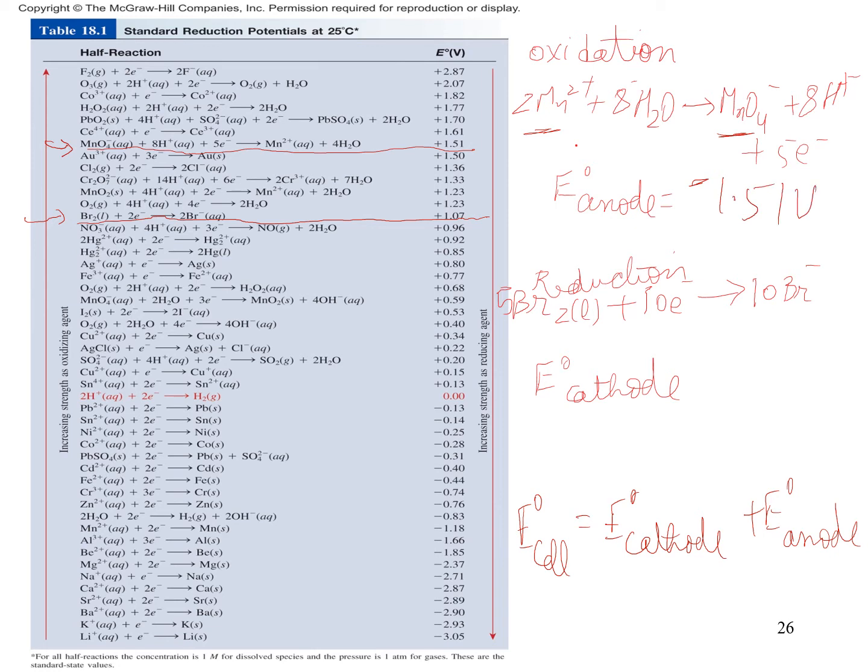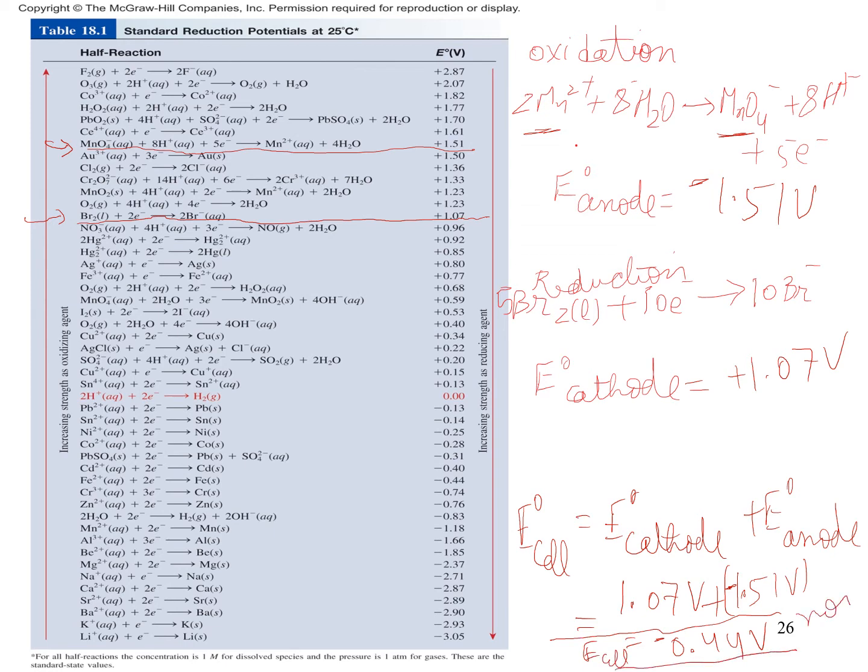For the cathode, this reaction is happening as it is, Br, so we keep the same sign, equals plus 1.07 volt. Now I add these two values up, which is 1.07 plus negative 1.51 volt. That gives a value of negative 0.44 volts. Our value of E cell here is negative, which means this reaction is non-spontaneous. That's our answer, and that's how you're supposed to show your answer.